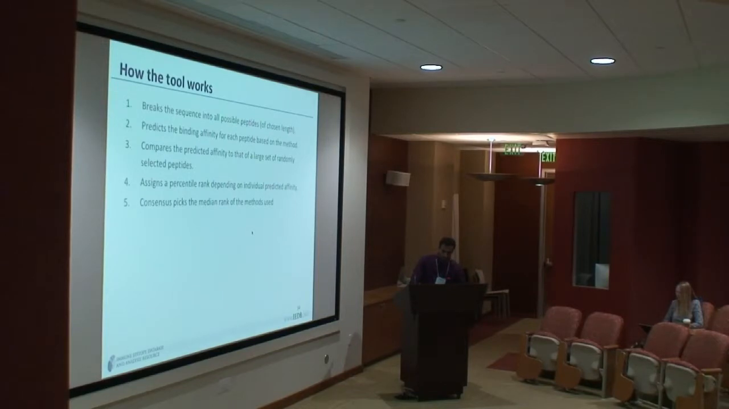It breaks down your sequence into all the possible peptides of your chosen length. Like if you have chosen 8 mers or 9 mers, it will break down your sequence into those 8 mers or 9 mers and predict the binding affinity of each peptide with the selected method. Then you compare the binding affinity to that of a large set of randomly selected peptides. That is for the percentile rank that we are going to discuss in the upcoming slides. And in the case of the consensus method, it picks the median percentile rank of the methods used.